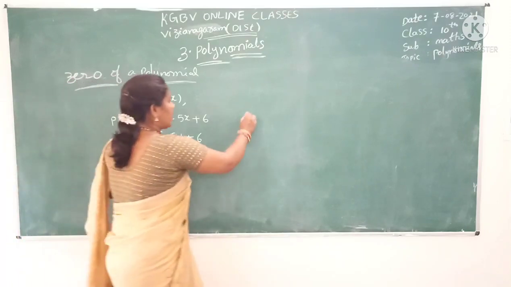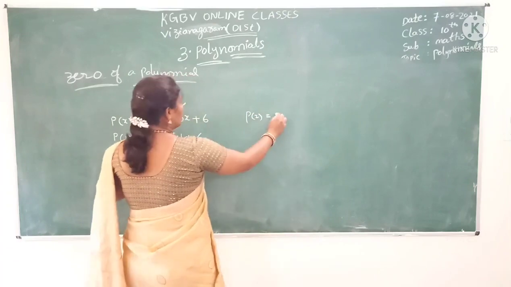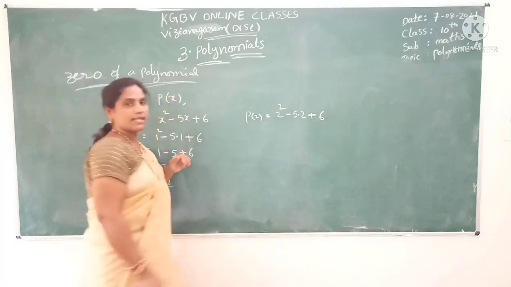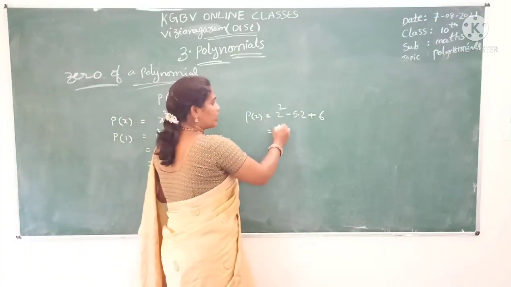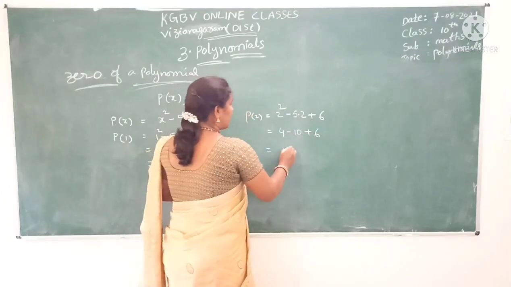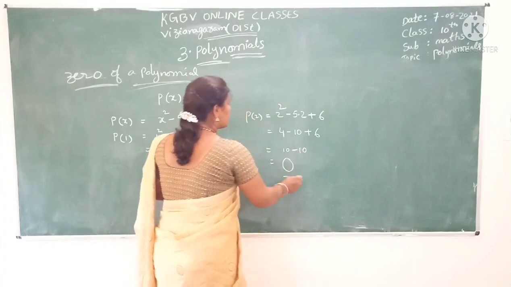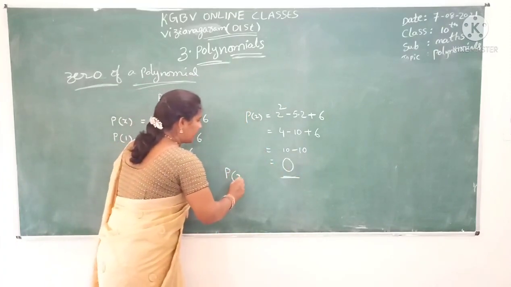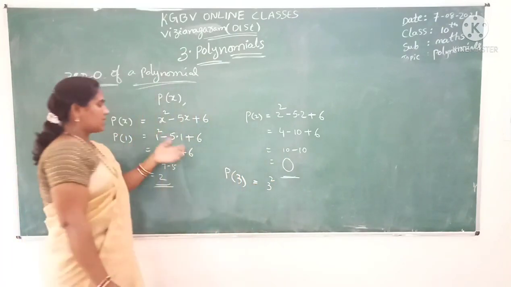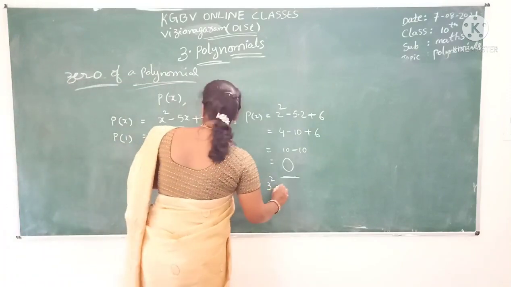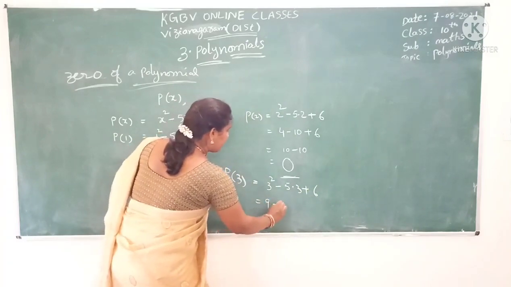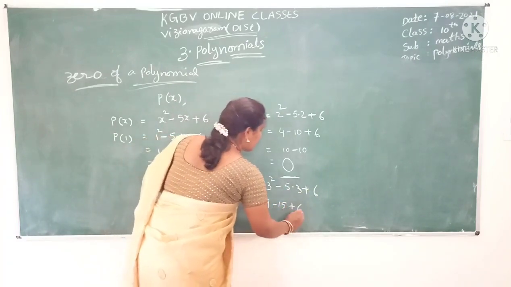We calculate P of 2. 2 square minus 5 into 2 plus 6. 2 square means 2 into 2, 4, minus 5 into 2 is 10, plus 6. 10 minus 10 is equal to 0. P of 3. We calculate by replacing the value 3 for x, that is 3 square minus 5 into 3 plus 6. 3 square 9 minus 15 plus 6.